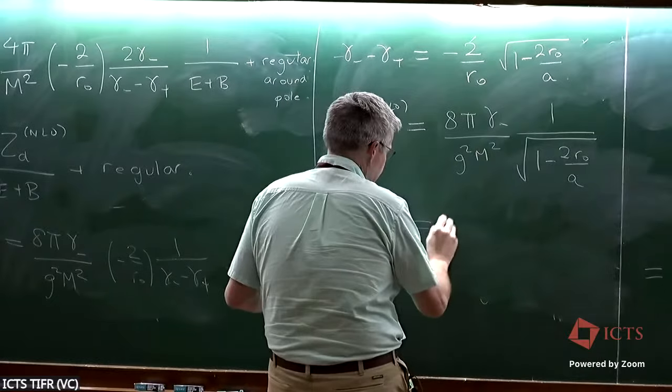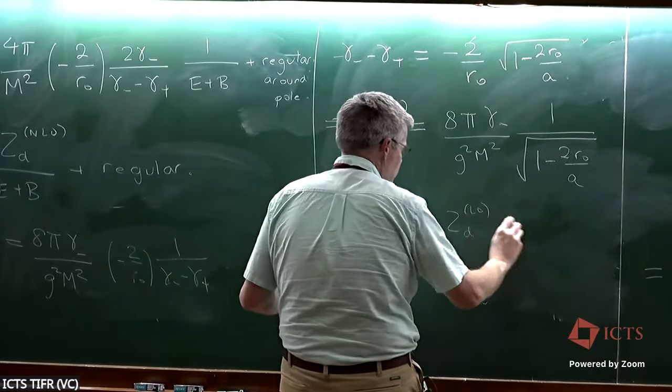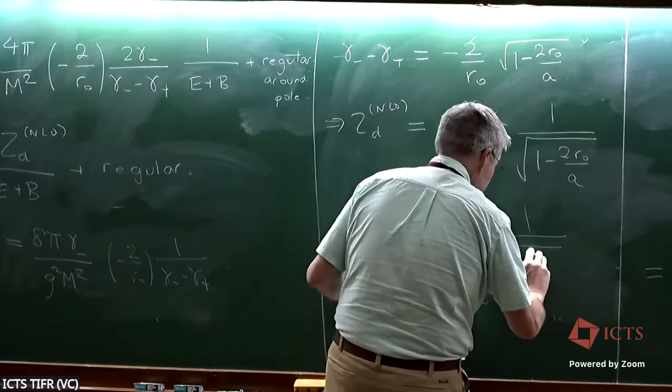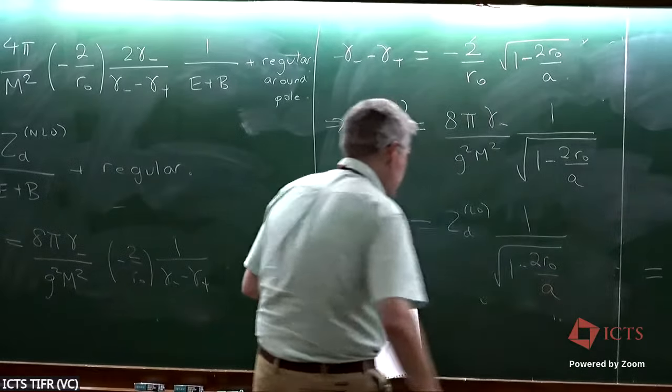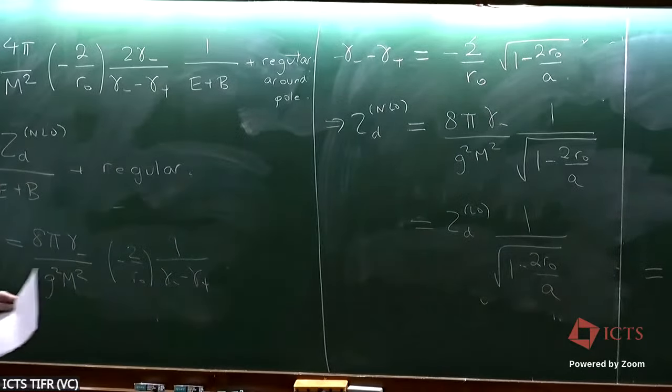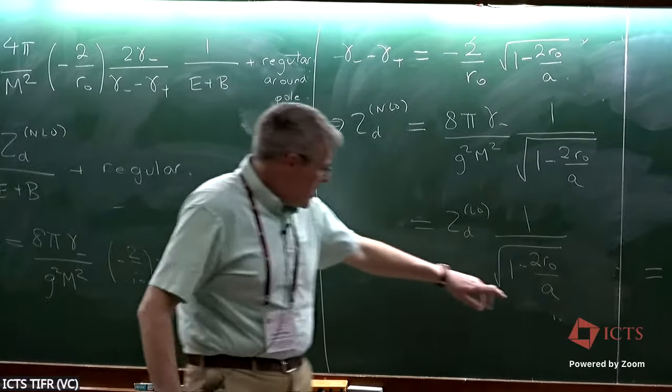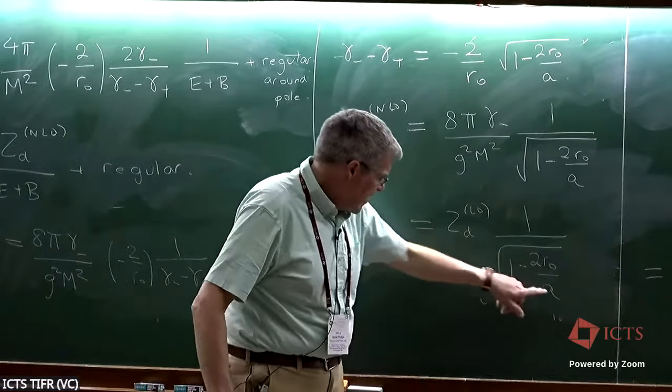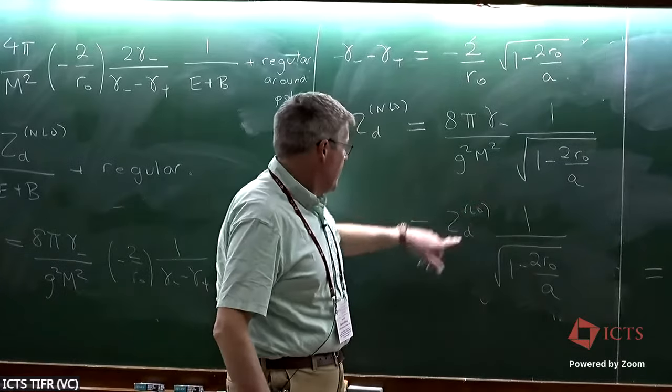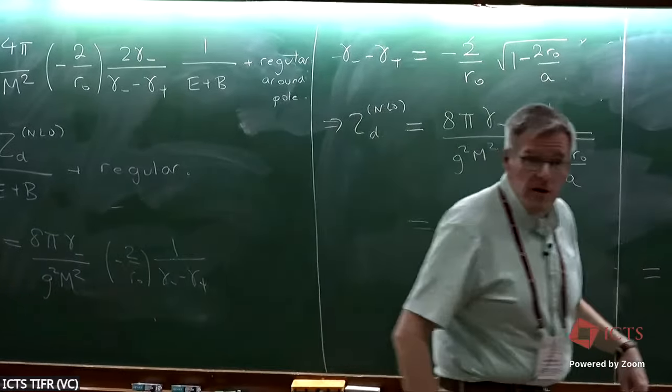So an interesting fact here is that the effect of the finite range is to enhance the wave function renormalization above its leading order value, because r0 is positive and a is positive for this bound state. And so this number here is going to be a positive number. We're going to get the denominator smaller than 1, and then this is going to be bigger than the leading order wave function renormalization.